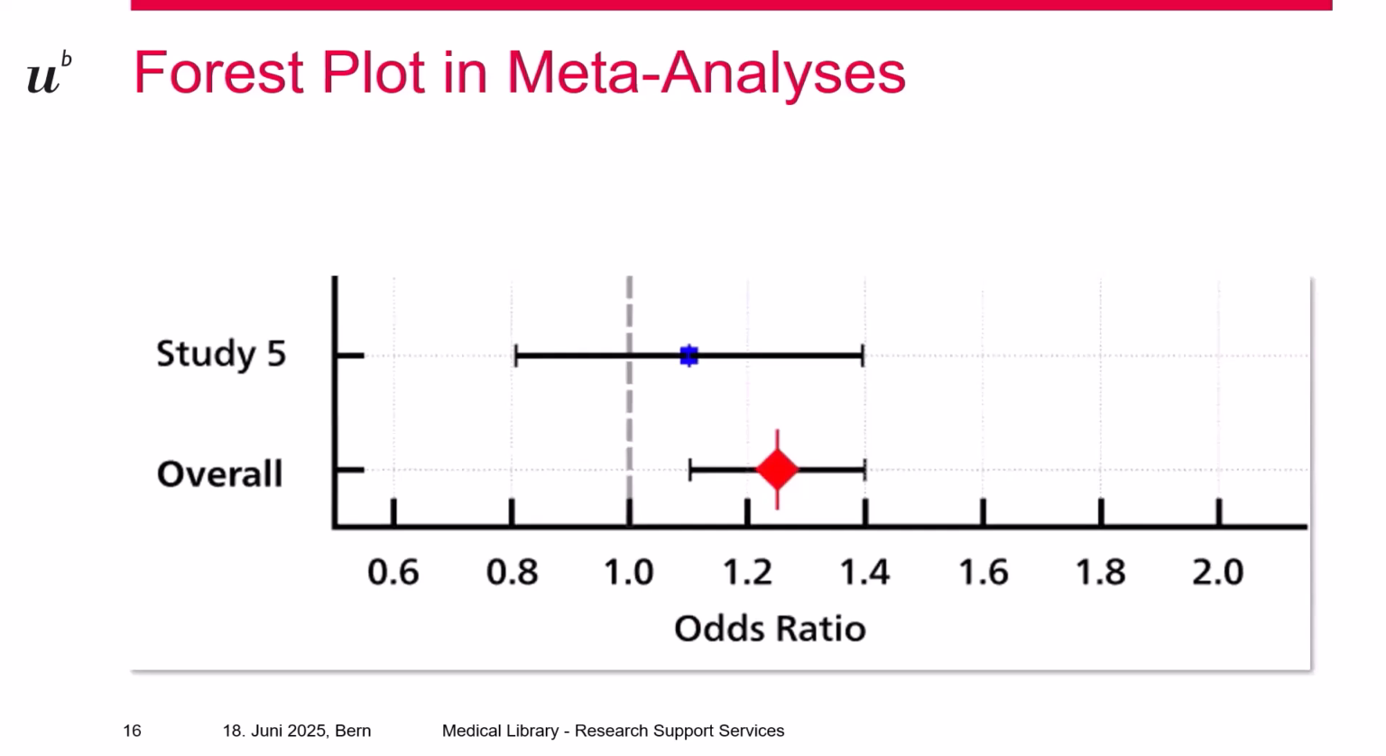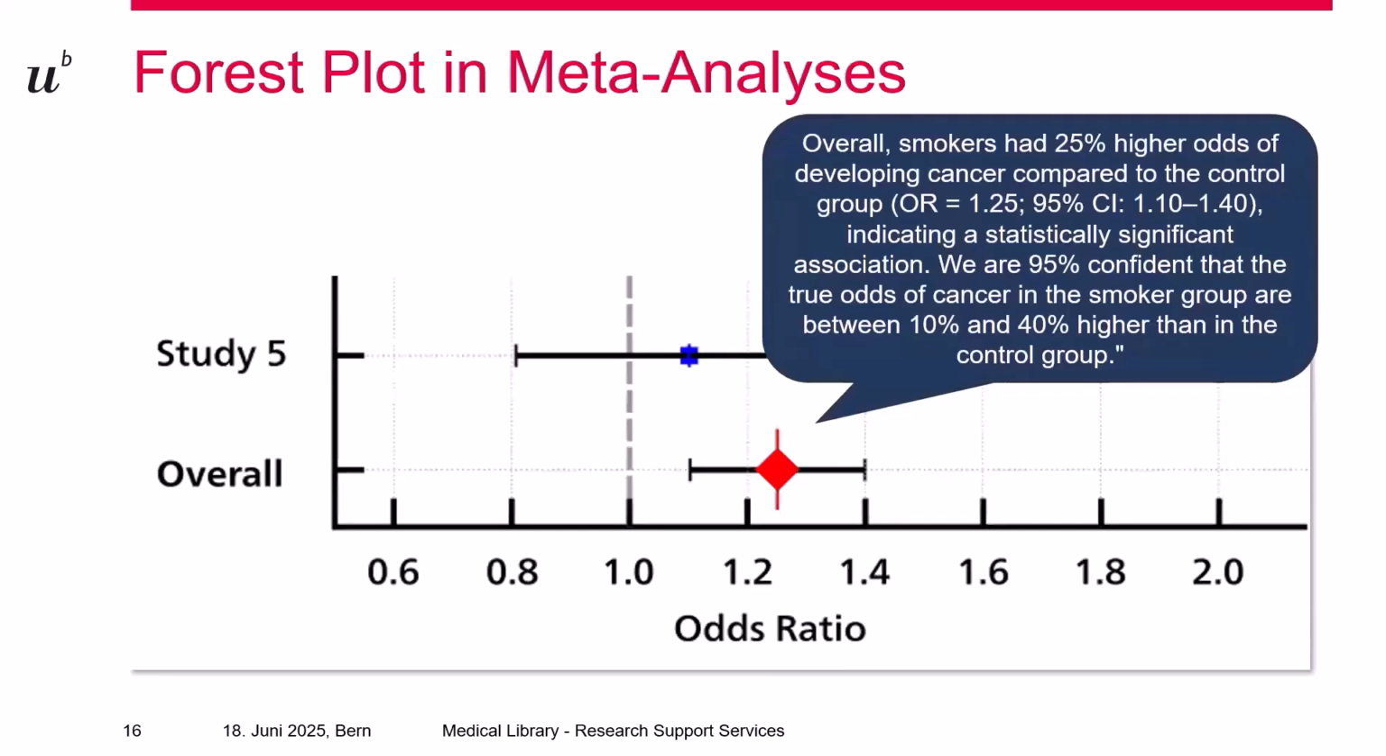So the red diamond tells us that overall, smokers had a 25% higher, so this is this 1.25, a 25% higher odds of developing cancer compared to the control group, indicating a statistically significant association because the confidence interval here doesn't cross the line of no effect. And we are 95% confident that the true odds, so if we would know the whole population of cancer in the smoker groups, are between 1.1, so 10%, and 40% higher than in the control group. So this is what you can read out of this forest plot and out of this diamond.